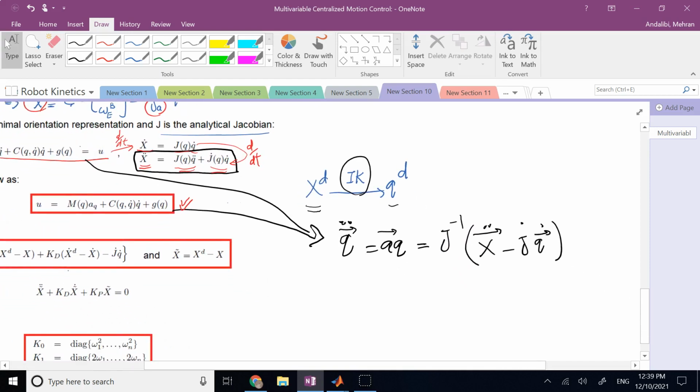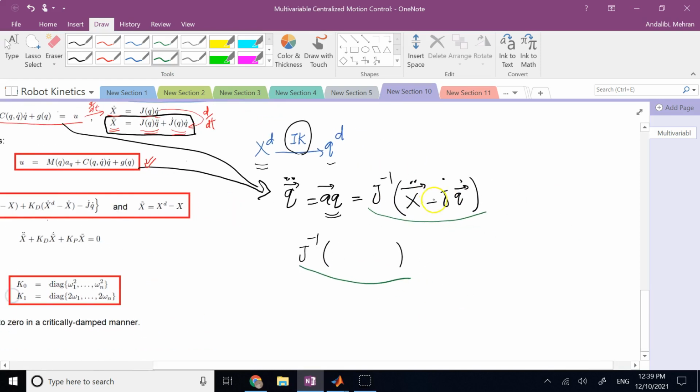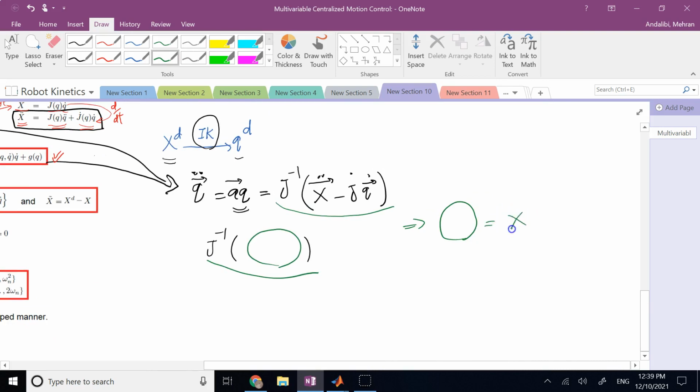Good. So now what should I do? I say, well, I choose this a of q to be also J inverse times something. Because if I do so, then this J inverse times something is equal to J inverse times x double dot minus J dot q dot. Therefore, by comparing them, whatever I choose here is going to be the same as x double dot minus J dot q dot.